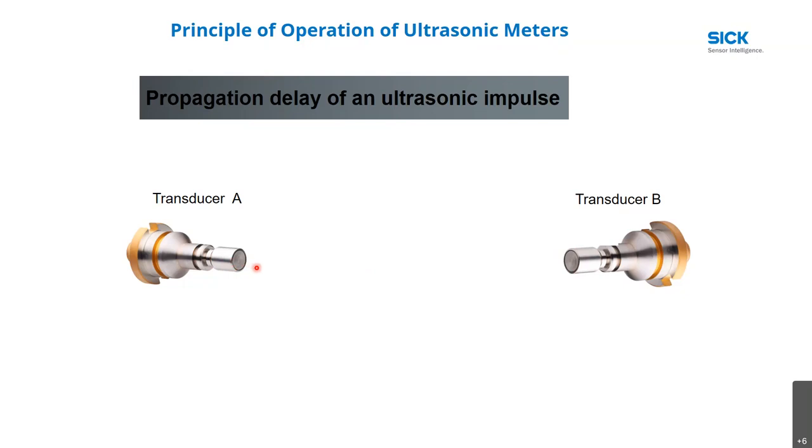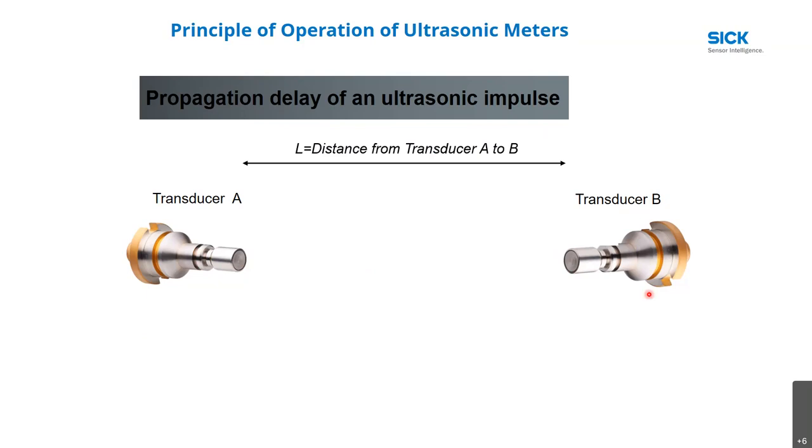So let's go through the process of what we're seeing here. One of the things that we need to know is how far apart these transducers are. We do that at the factory. We precisely measure how far apart these transducers are. Internally, some of the models have a pressure and temperature sensor inside that monitors the temperature and pressure and can compensate for any kind of pipe expansion.